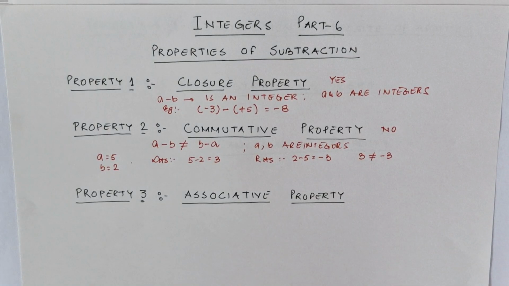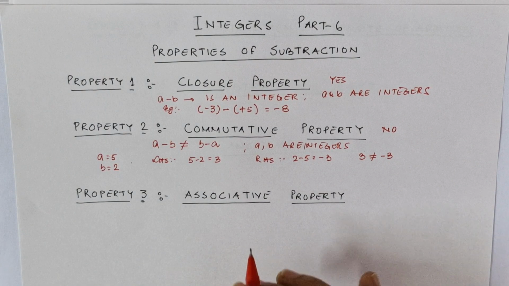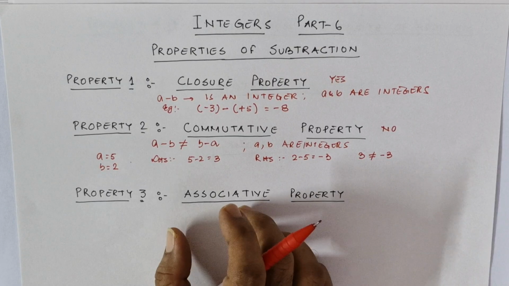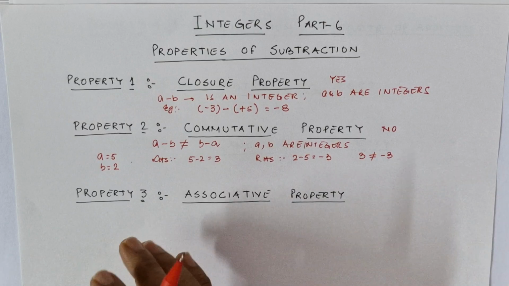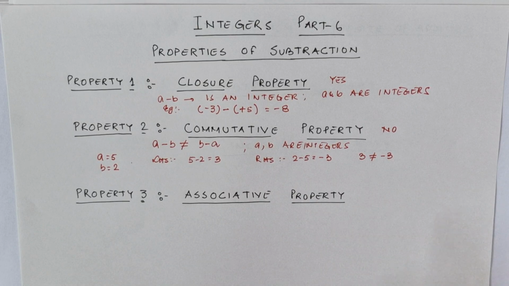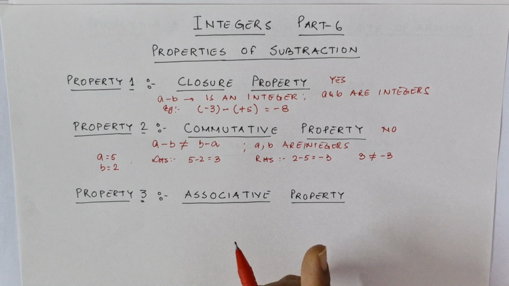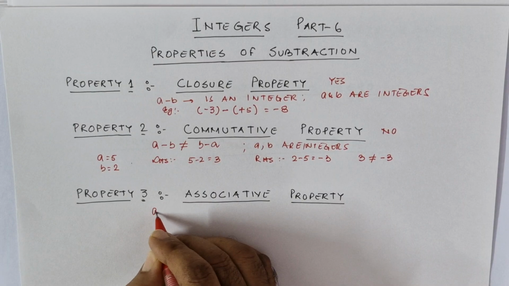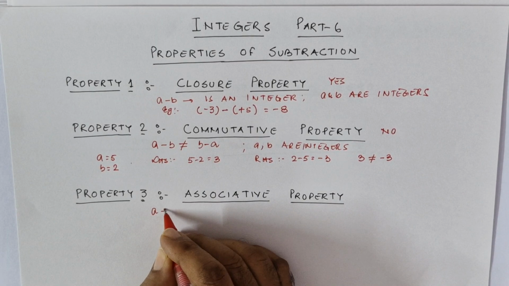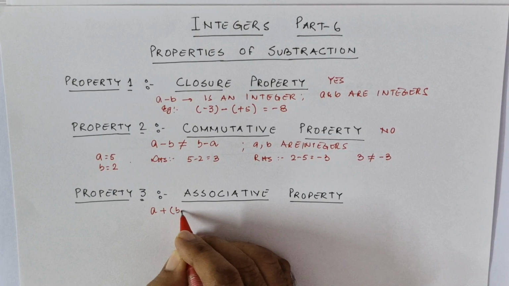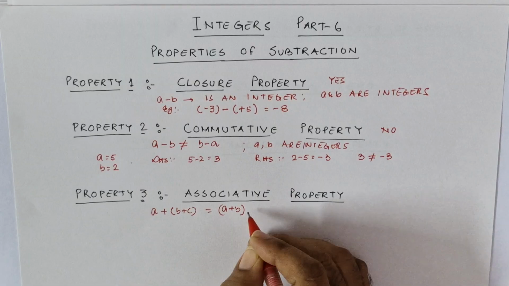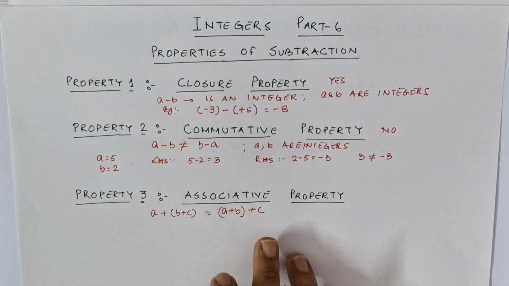Got it? Okay. Let's come to the third property, the associative property. What does associative mean? Associative means grouping. If we change the grouping, the result will not be the same in the case of subtraction, which was not the case in addition. We have seen in addition, let me write the formula that we wrote in addition: a plus b plus c is equal to a plus b plus c, with the grouping changed. So it was equal in the case of addition.